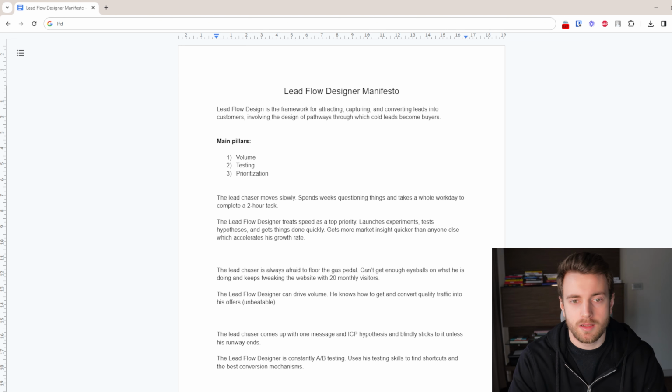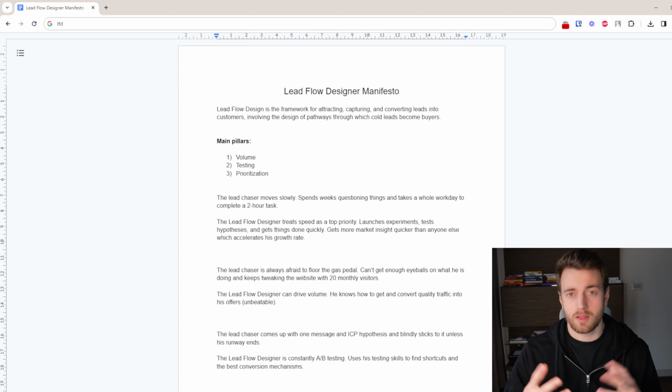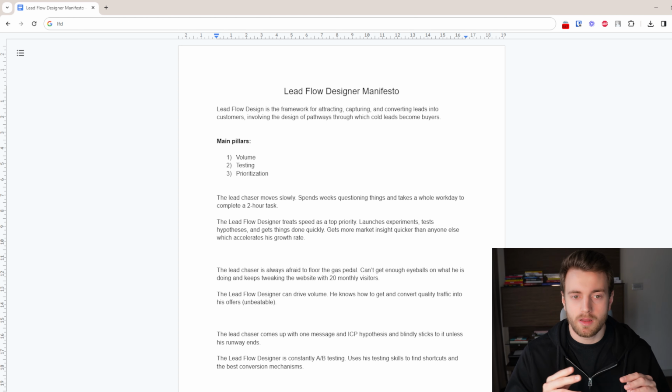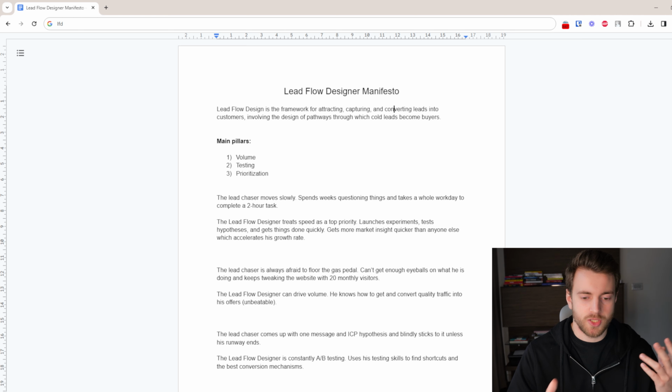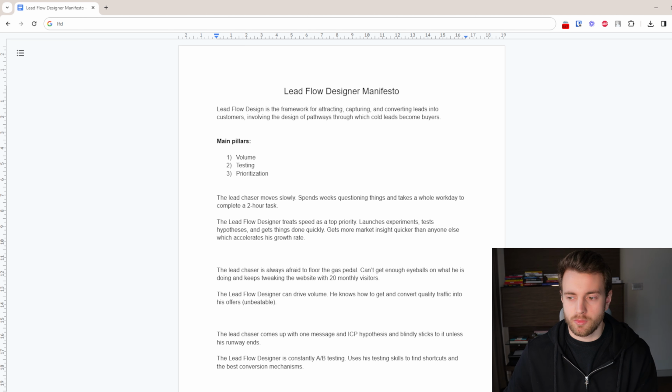So to make it clear, lead flow design is the framework for attracting, capturing, and converting leads into customers, involving the design of pathways through which cold leads become buyers. The main pillars, the main components that build it up, are volume, testing, and prioritization. Because once the founder combines all three together, it allows them to transition from chasing leads and jumping on every potential opportunity, to having an abundance of leads and controlling their own life and the way they run the business.